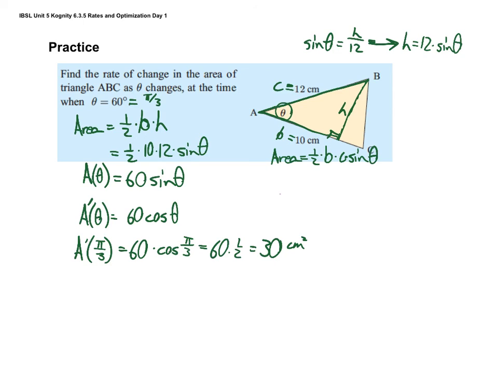Now our unit of measure for the angle is the radian, so it's square centimeters per radian. That's interesting. So the area is changing 30 square centimeters per radian. That's another application here.